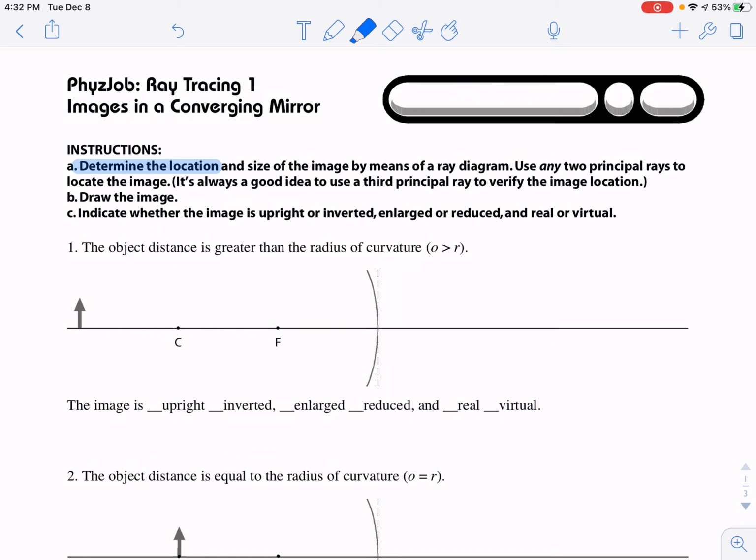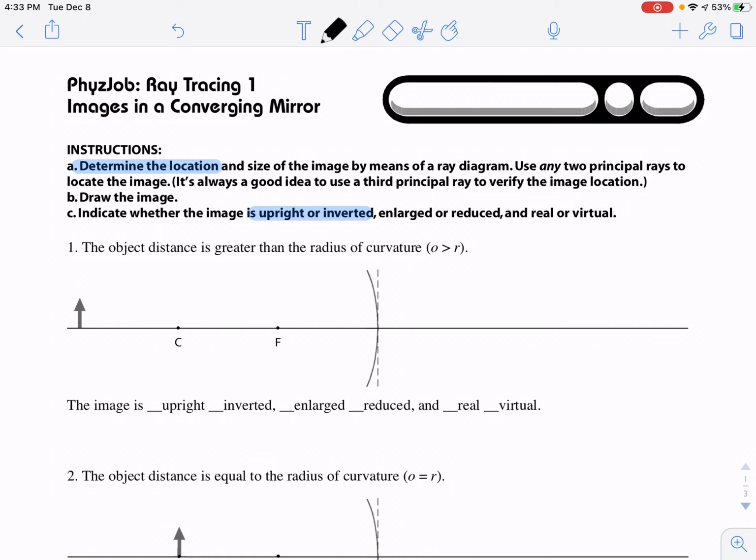Is it a real image or is it a virtual image? We're going to state whether it's upright or inverted. Upright means an object or an image that is right side up. Inverted means upside down. And whether it's enlarged or reduced. Enlarged means bigger, reduced means smaller, or the same. It could be the same size. So we're going to be looking at those things as we do this, okay?